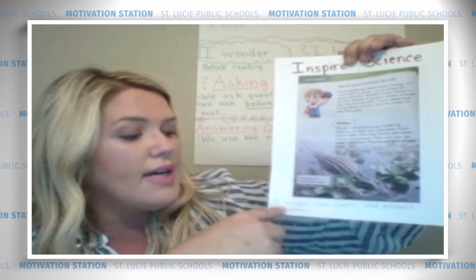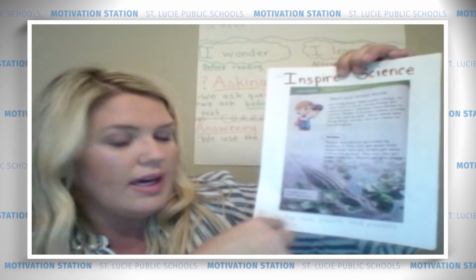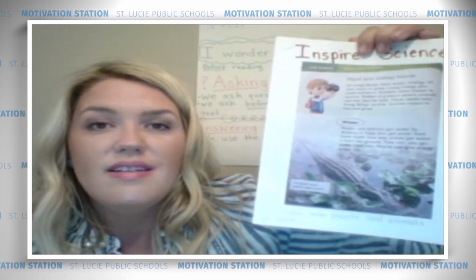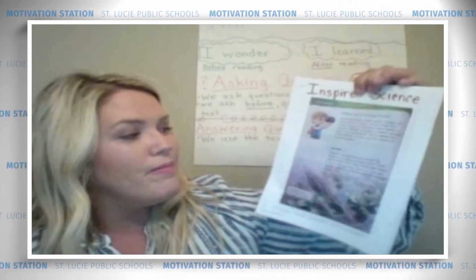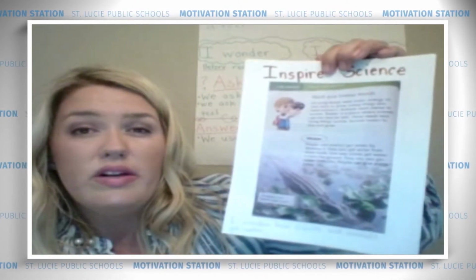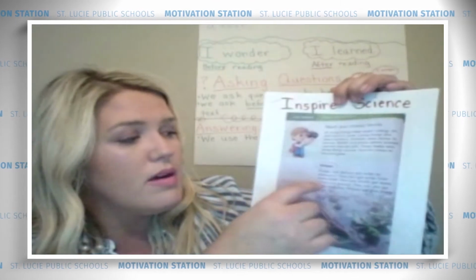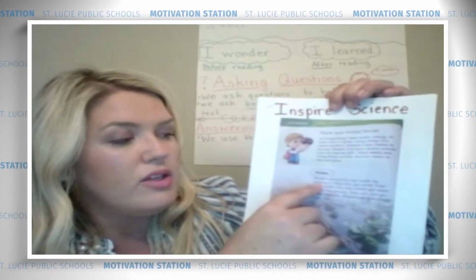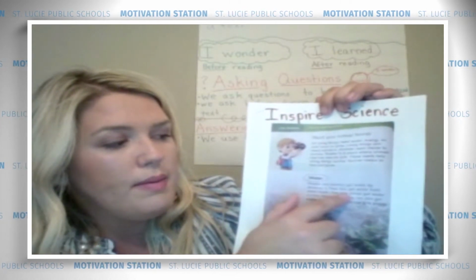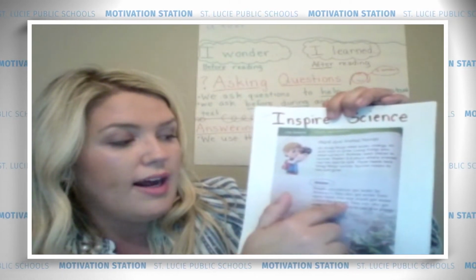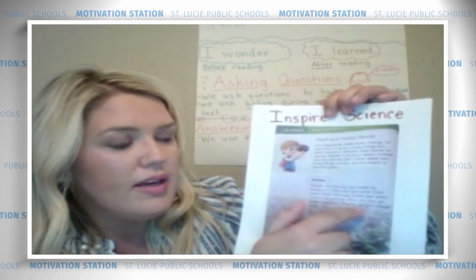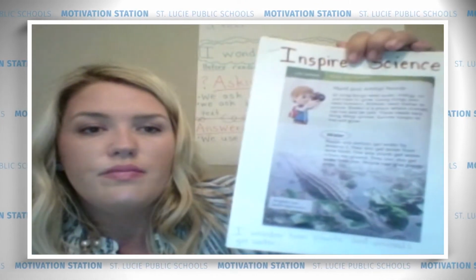My wondering is, I wonder how plants and animals get water. What do you wonder? Awesome. So let me read you how they get water. Let's see if our question, our wondering, gets answered. People and animals get water by drinking it. They also get water from some foods. One way plants get water is from the ground. They can also get water from the rain. People can give plants water too.